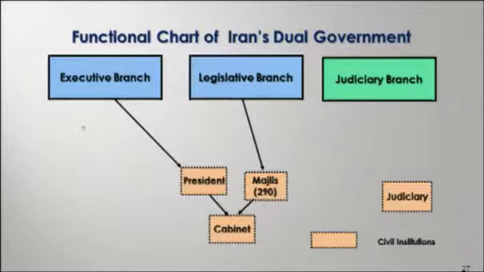The system later was in a big way secularized under the rule of Reza Shah in the early 1920s, around 1920s when he became the Shah. And then the trend of secularization of the judiciary continued under his son, Mohammad Reza Pahlavi, until the revolution in 1979.